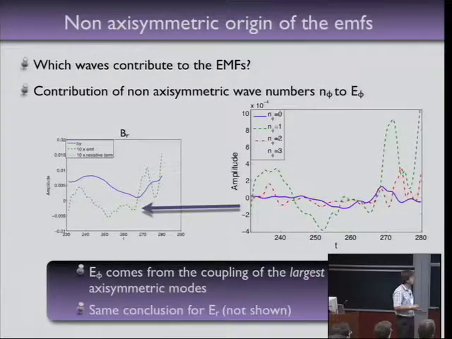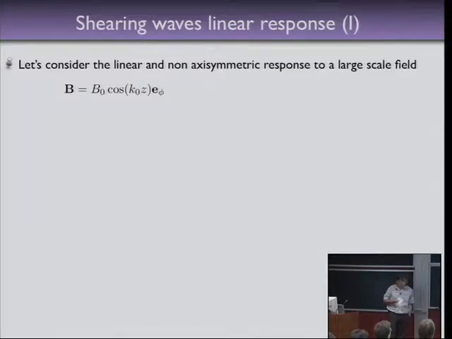And you get actually the same result for the radial field. So basically, we know that we have a kind of, let's say, alpha-omega dynamo, and the electromotive forces come from non-axisymmetric waves, but the largest ones. So now let's see if we can understand that in terms of a linear analysis.